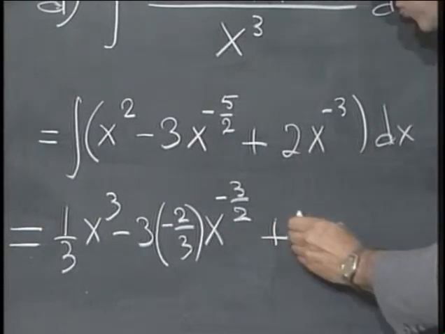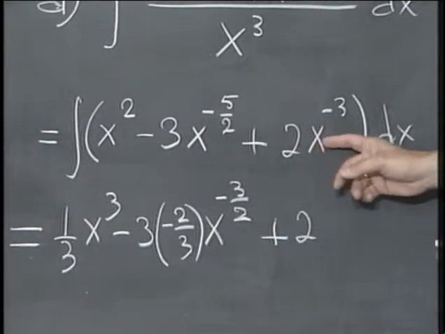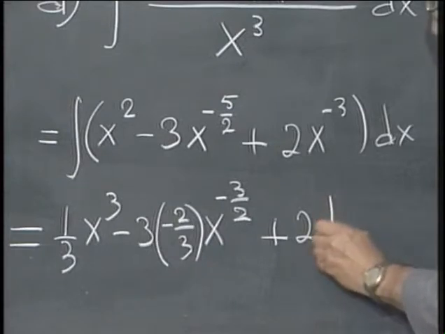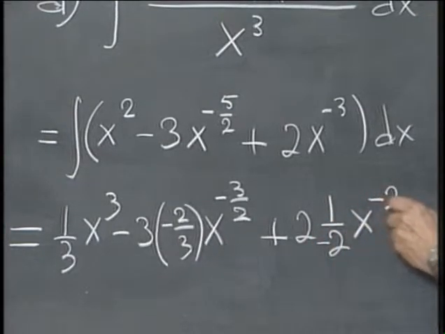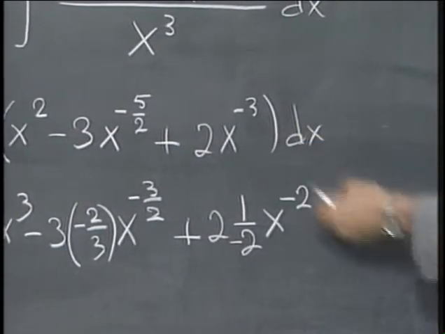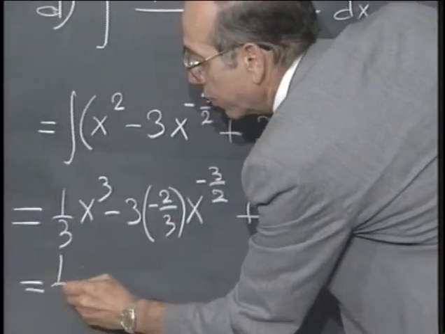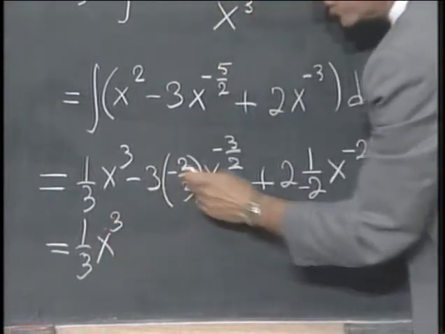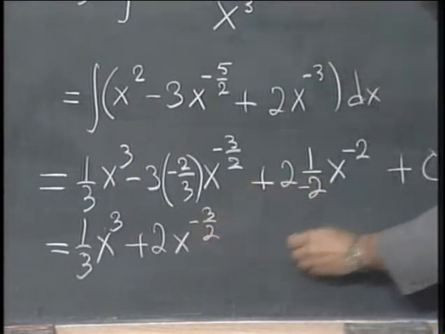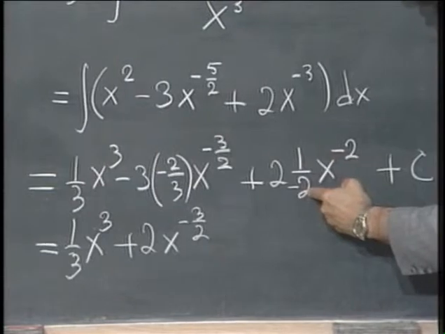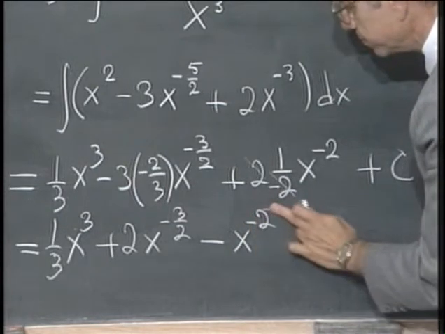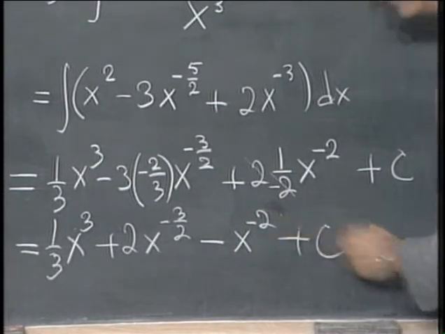Plus 2 times, and now we have x to the minus 3, the antiderivative. We add 1 to the exponent, becomes minus 2. Remember, we have to divide by that, so it becomes 1 over minus 2 times x to the minus 2, and finally plus c. Now let's try to do a little bit of simplification, because a lot of these fractions are going to go out, and we get 1/3 x cubed minus 3 times minus 2/3 becomes plus 2 times x to the minus 3/2 plus 2 times 1 over minus 2. That's going to cancel and give you just a minus 1. So this is minus x to the minus 2, and finally plus c.